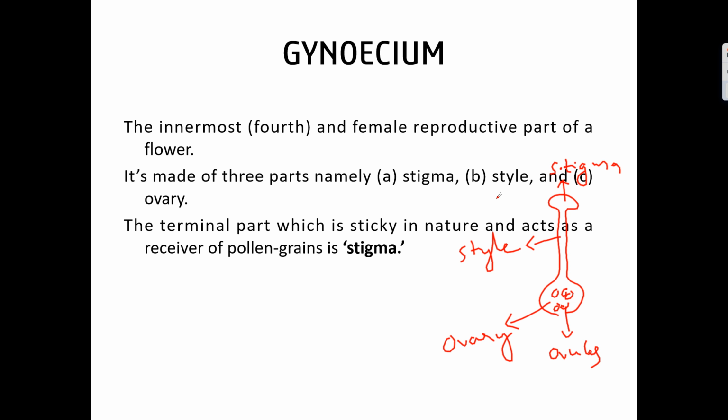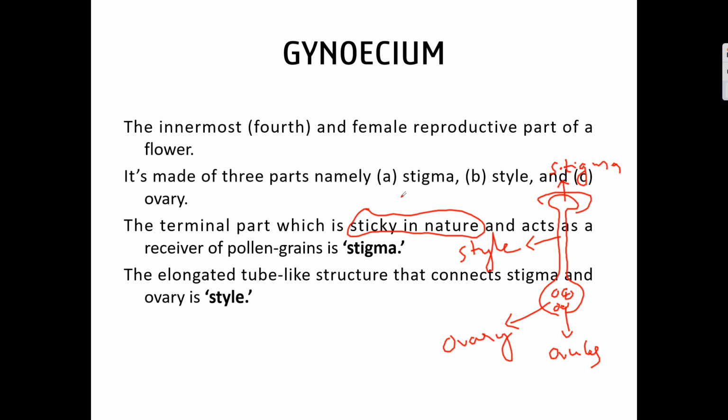What is the stigma? You can see the surface area is very high. Why is the surface area so high here? To receive the pollen grains. It is the site which receives the pollen grains, and it is usually sticky in nature. Whenever a pollen grain falls on it, it will get attached to it because of its sticky nature.